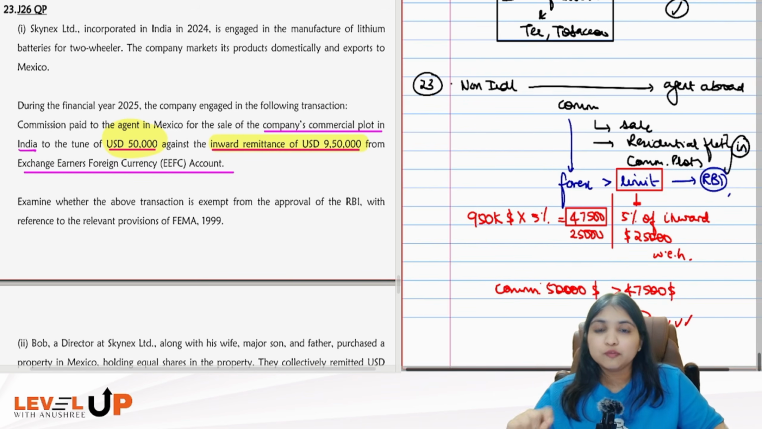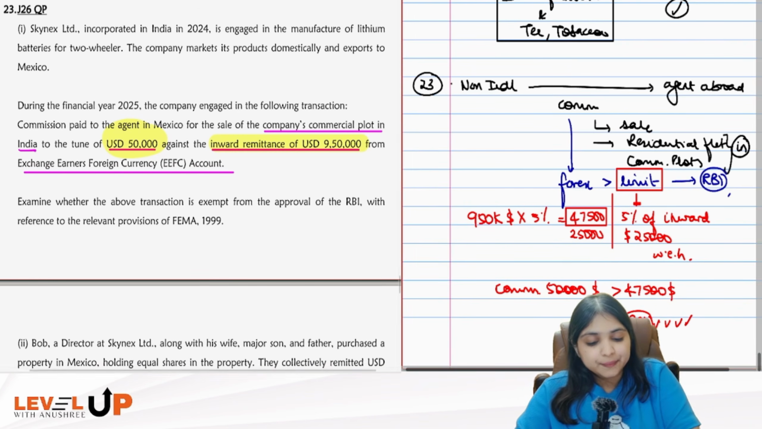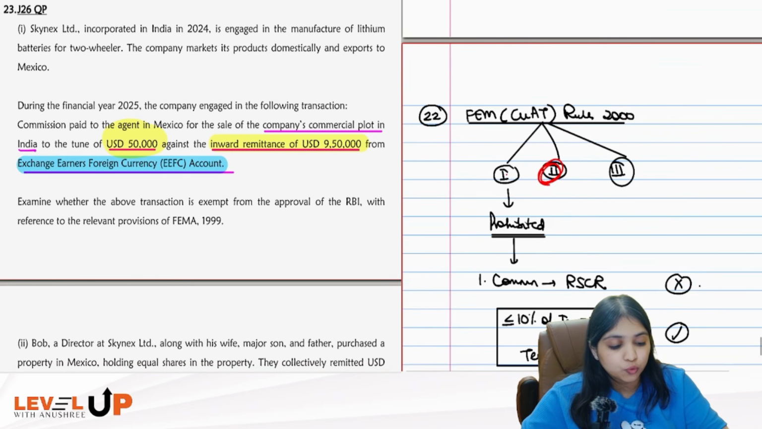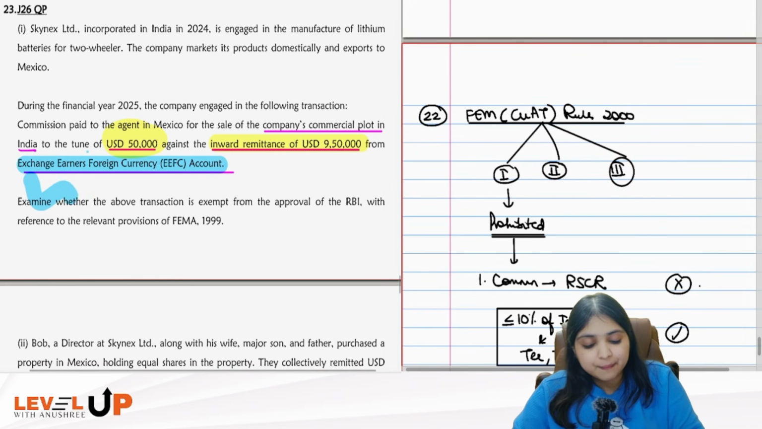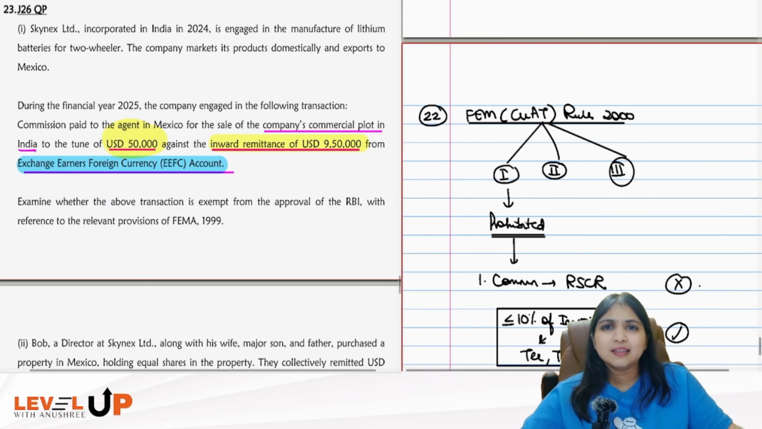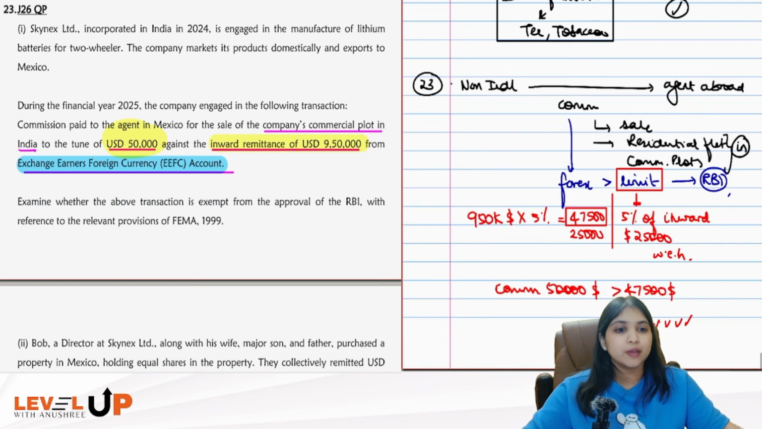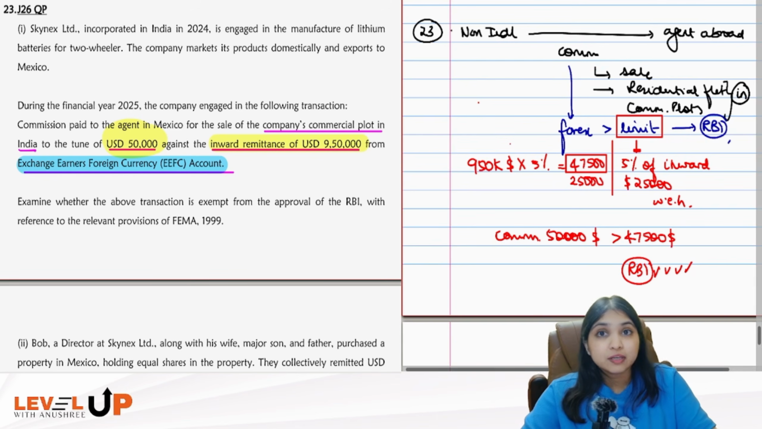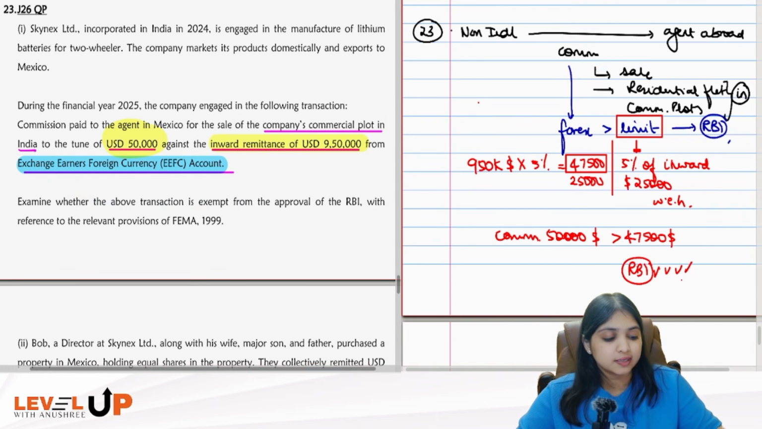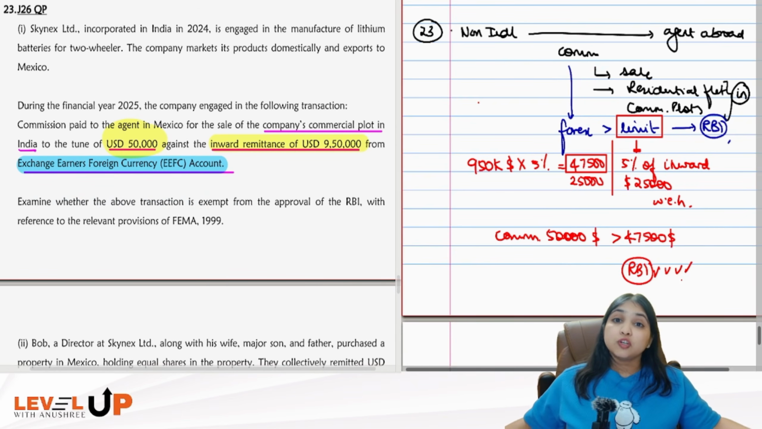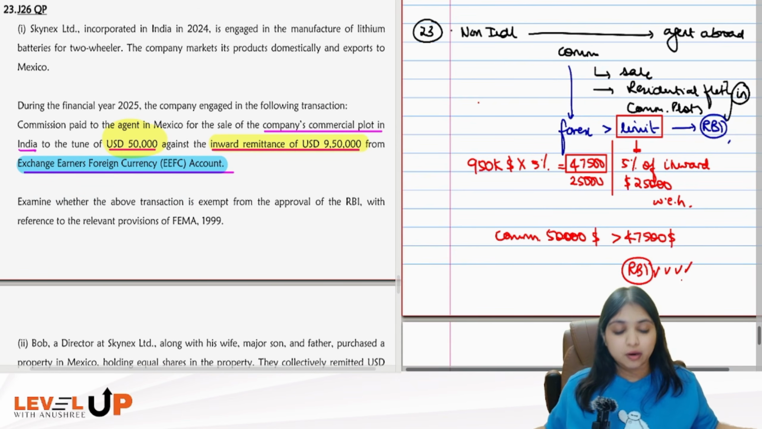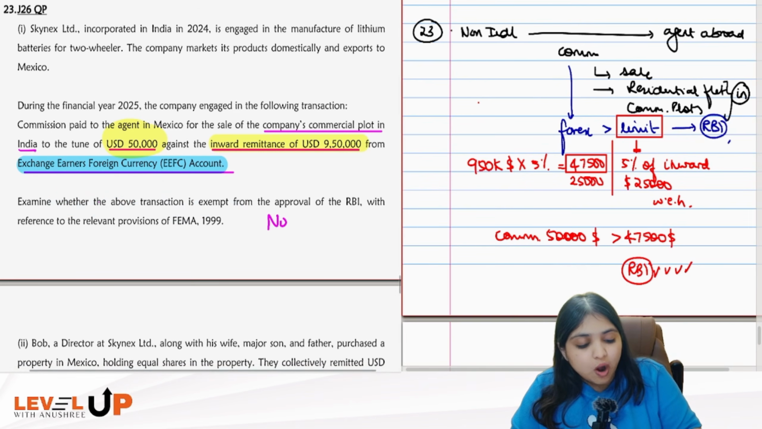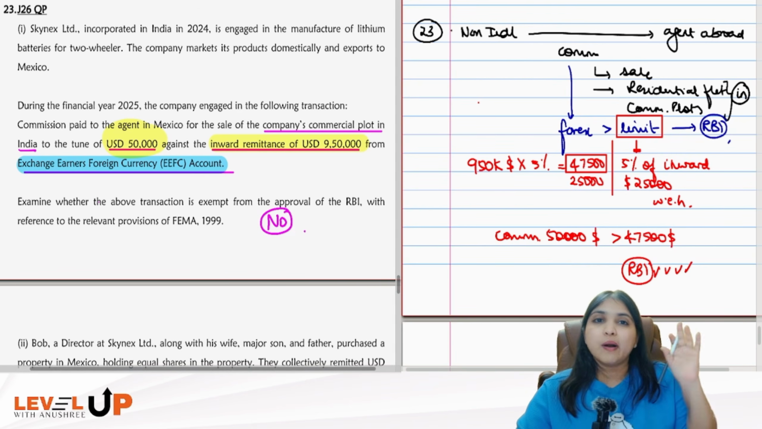But please note, there's one more provision which says that if this remittance of commission is happening out of the exchange earner's foreign currency account, any transaction in Schedule 2 or in Schedule 3, if the transaction is happening out of exchange earner's foreign currency account, then in that case, approvals and all are not required. Okay. But however, there's an exception, and the exception is this commission. This commission, even if the transaction is happening out of exchange earner's foreign currency account, still RBI approval is required. So what's your final conclusion? RBI approval is required. So examine whether the above transaction is exempt from approval. No, it is not exempt from approval. RBI approval is required over here.